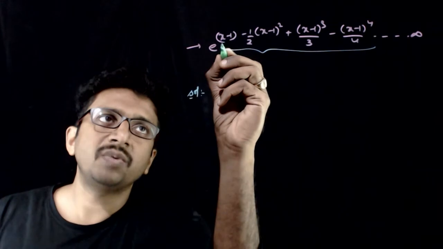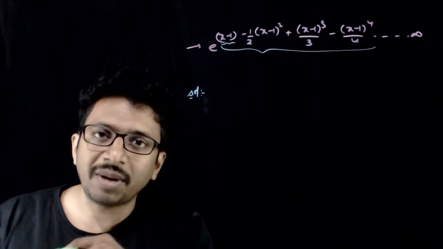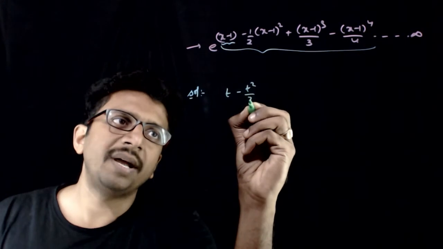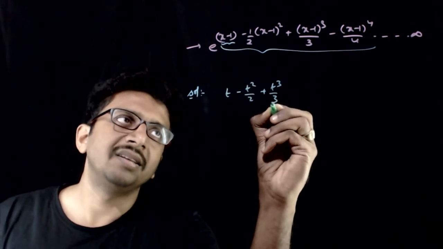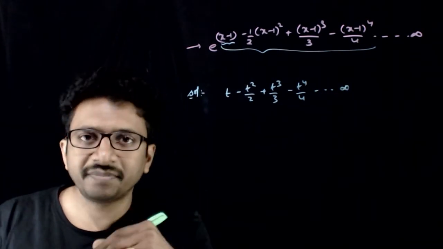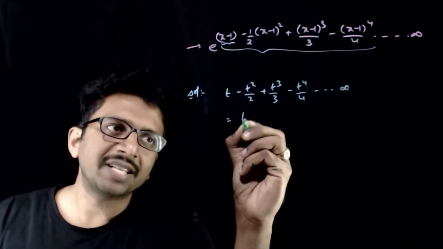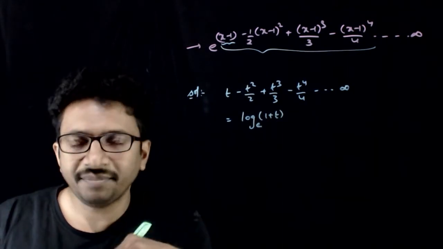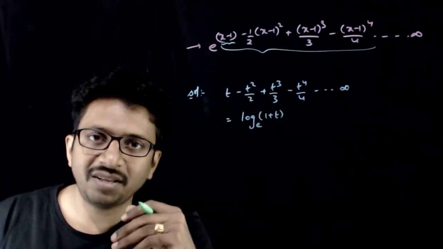So if I put x minus 1 equal to some number t, the power is nothing but t minus t square by 2 plus t cube by 3 minus t power 4 by 4 and so on up to infinity. So this is nothing but the expansion of log(1 plus t) to the base e, right? Log(1 plus t) to the base e.